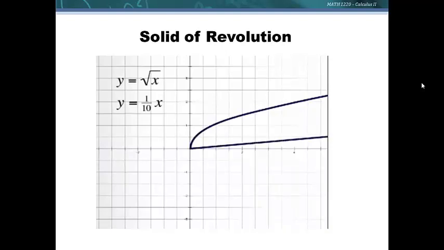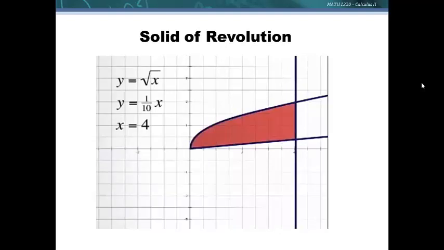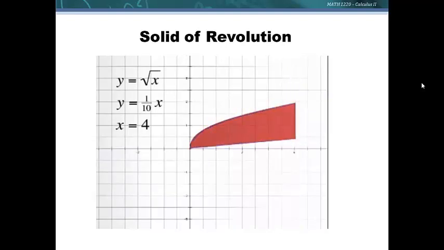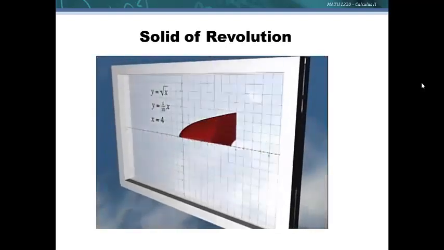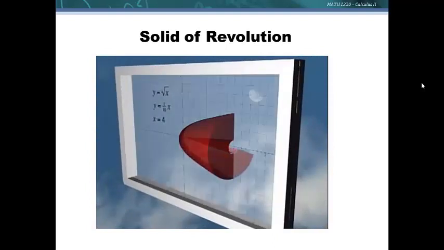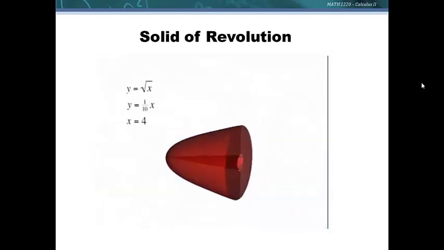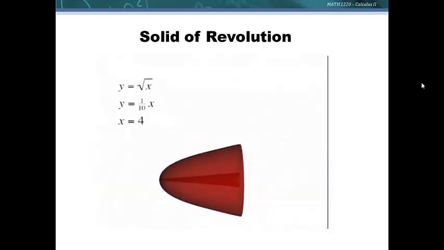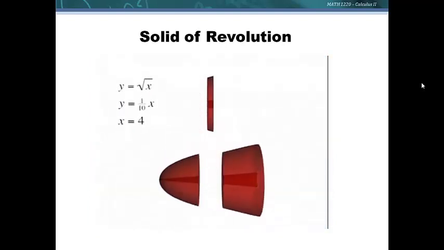And we are also going to look at the vertical line x equals 4, and we're interested in the region that is enclosed by these curves. We're going to take this region and rotate it around the x-axis to form a solid of revolution. You can see what the solid is. We'll be interested in finding the volume of this solid, so we're going to take a slice and look at it. Here we have a disc with a hole in it.